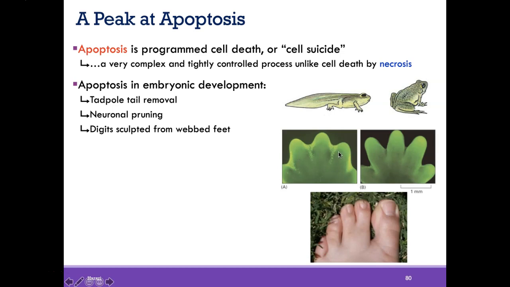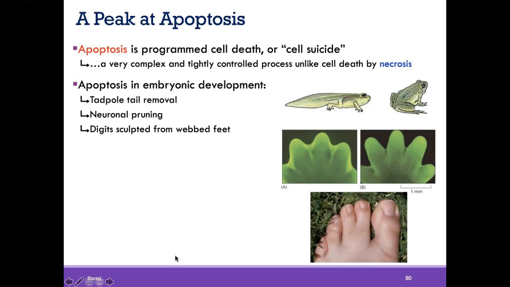Like for birds or amphibians, they start off with webbed feet. And for humans, for example, we need to sculpt our digits from that webbing. So the webbing gets killed by apoptosis. Here's an example of where apoptosis failed, right? There should have been killing of these cells, but that did not happen. And this is called polydactyly, when you have digits fused together.